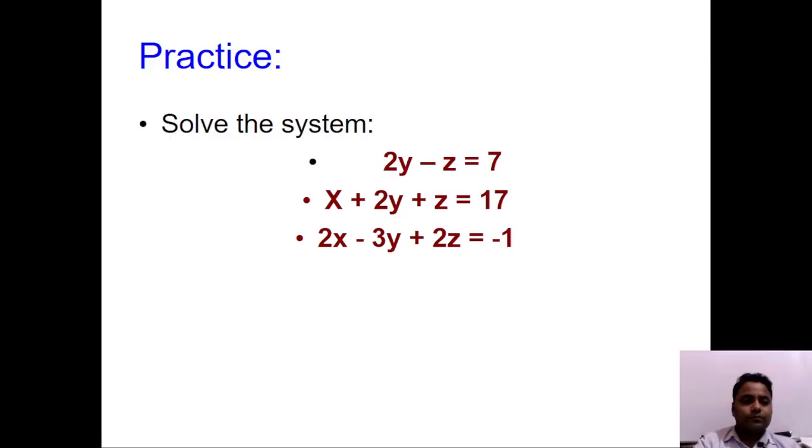Now this is the question for your practice. Here in equation 1 x is absent, so 2y minus z equals 7, x plus 2y plus z equals 17, 2x minus 3y plus 2z equals minus 1.